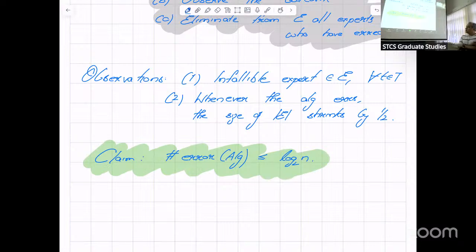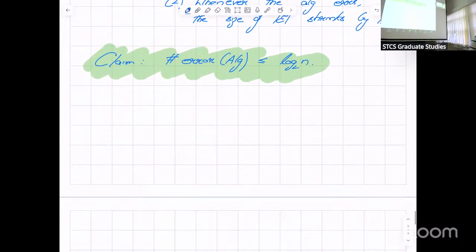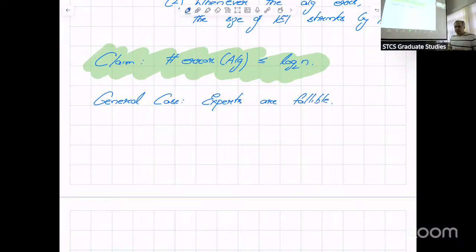Okay. Now let's go on to the slightly more general case. We'll state the algorithm, but we'll analyze it next time. But that still won't be the multiplicative weight. We'll change it even more later. But in the general case, the experts are fallible. There might not be any expert who is always good. How would you know?